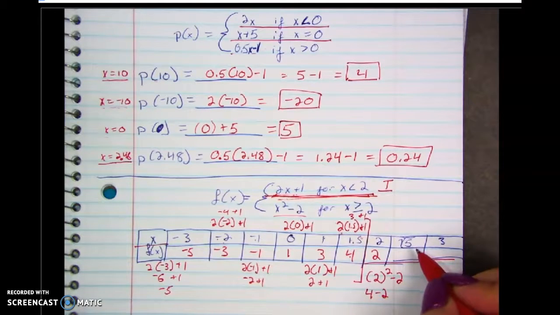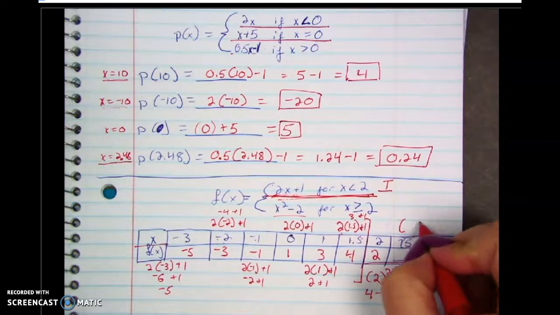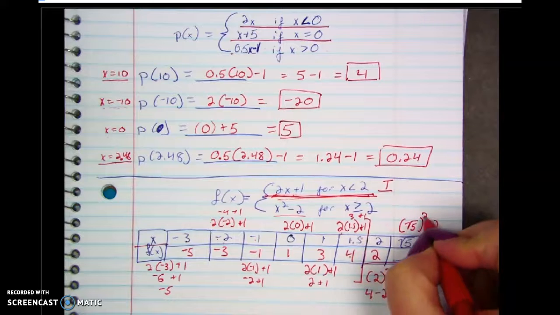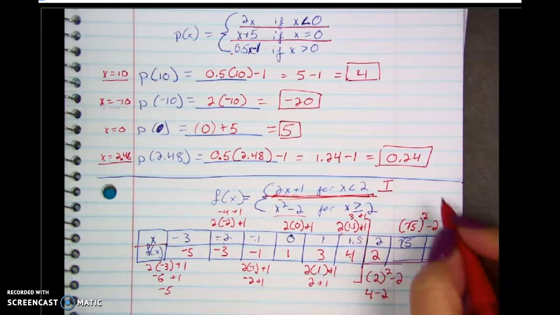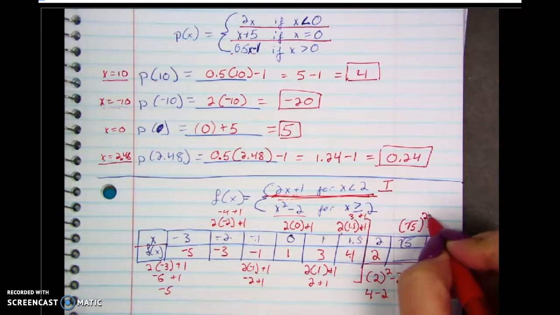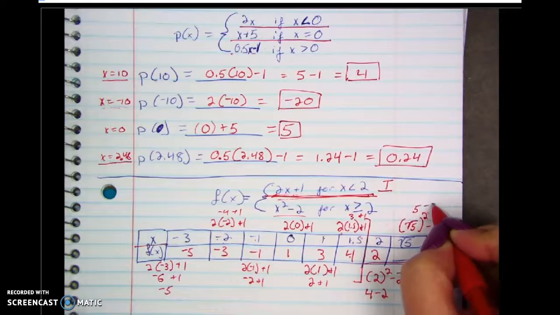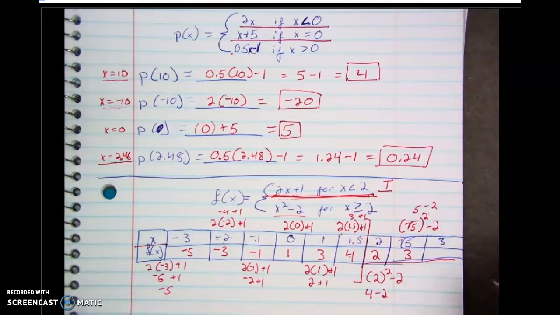Now this one looks complex, right? You're like, oh, the square root of 5? Seriously? But think about it. In x squared minus 2, the square root and the square cancel out, right? The square root of 5 squared would be 5. So 5 minus 2 would be 3.